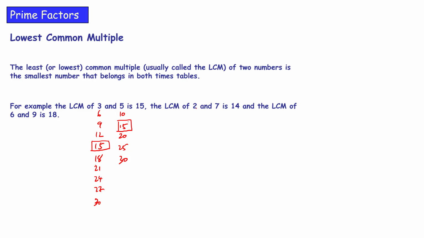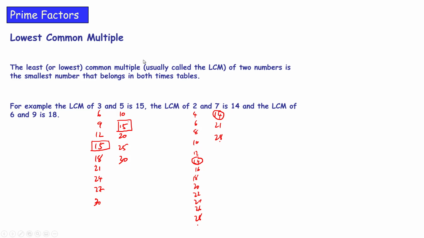We can have a look at the same thing here with 2 and 7. 2, 4, 6, 8, 10, 12, 14, 16, 18, 20, 22, 24, 26 and 28. And 7 goes 7, 14, 21 and 28. Now I can see 28 in both of them, but that's not the lowest. The lowest common multiple is 14, because that's the smallest number that they both go into. And that's your lowest common multiple.